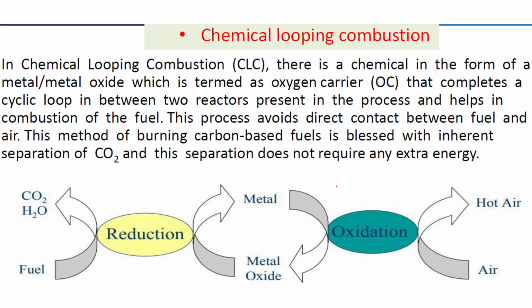Coming on to another technique, that is chemical looping combustion. As the name itself tells, the combustion takes place in the presence of some chemical. What happens is, we take a metal which is oxidized using air to metal oxide, and this metal oxide further assists in the combustion of our coal sample. Then this metal oxide is reduced to metal to use it in another cycle, for the combustion of another sample of coal.